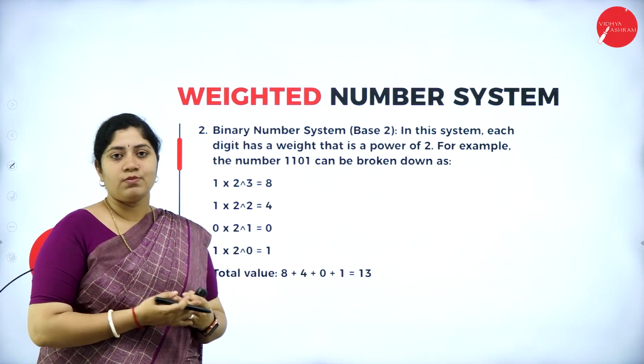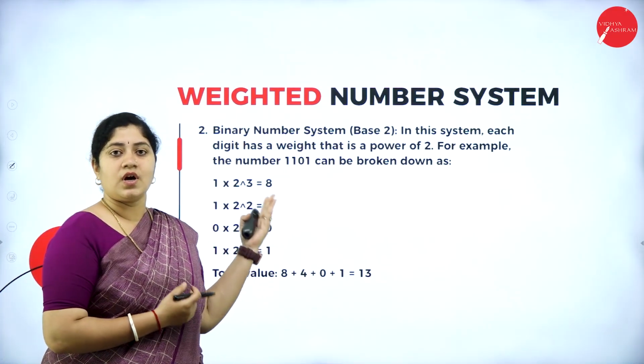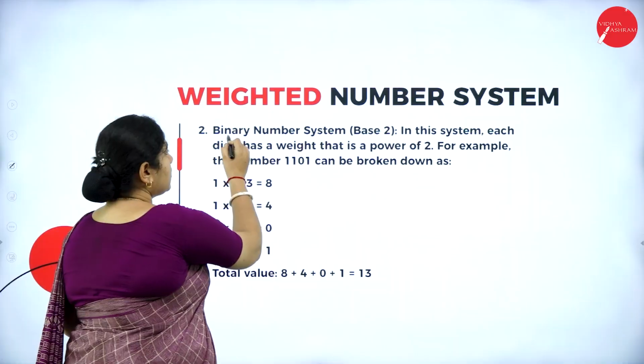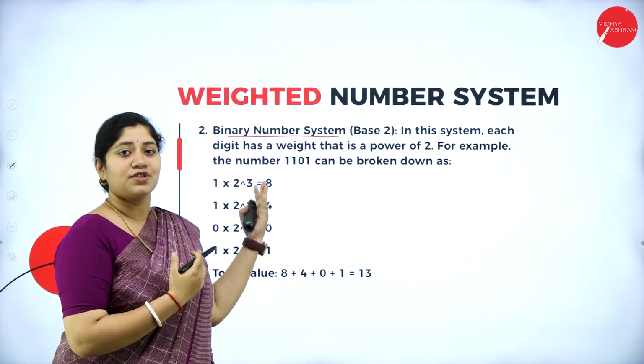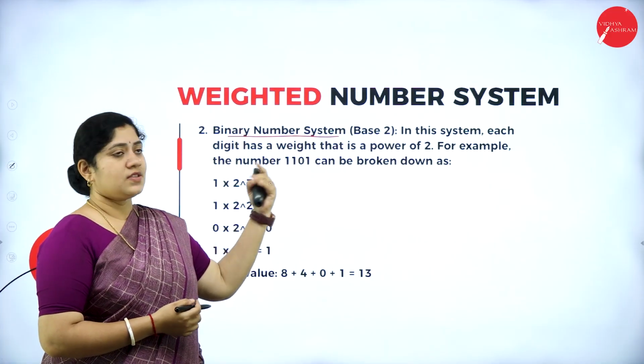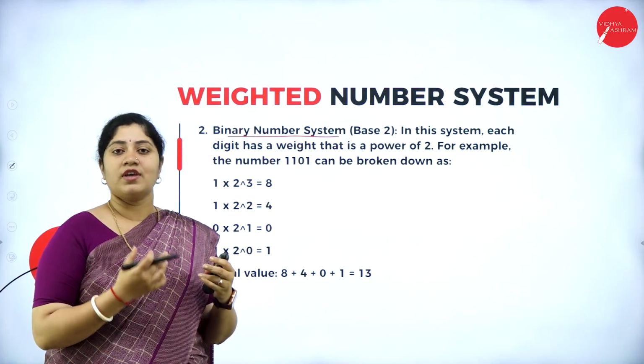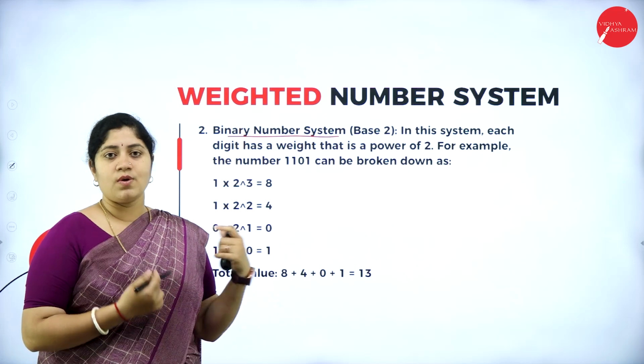Up next, let's see one more example with respect to our weighted number system. It's none other than the binary number system, which has a base 2. Alright, so in the binary system, as we know, we are working with only 2 values, that's either 0 or 1.